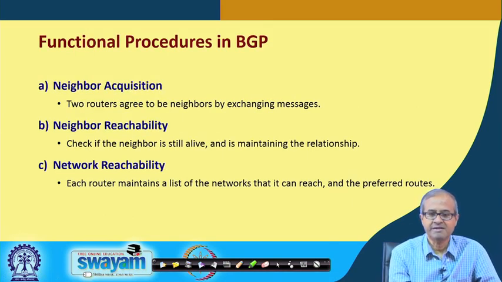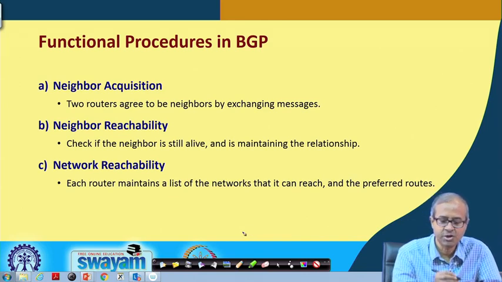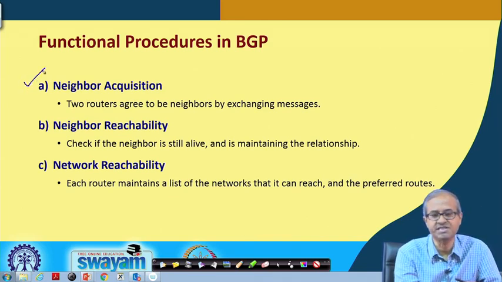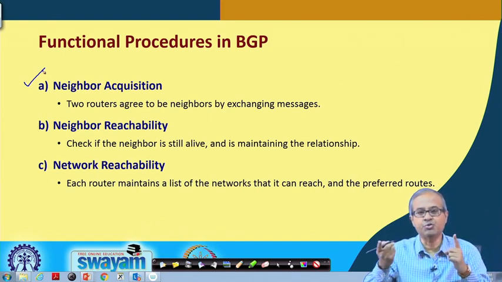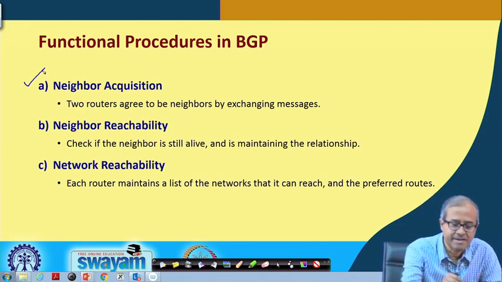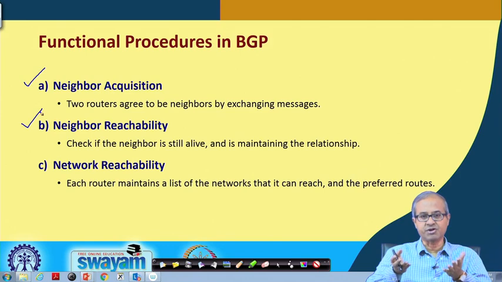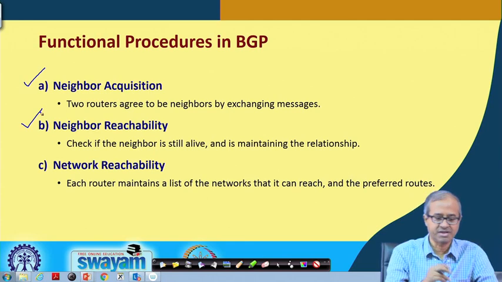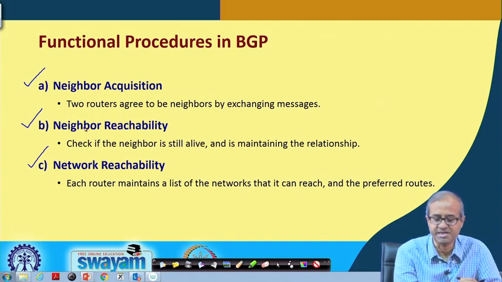Broadly speaking, there are three functional procedures in BGP, which are achieved through BGP messages. One is of course neighbor acquisition. I had said initially a neighbor connection can be set up and can be maintained through keep alive messages. Then neighbor reachability: periodically we check for the receipt of the keep alive messages. If it is not coming, it may mean that the neighbor is not reachable anymore, there is some network problem.